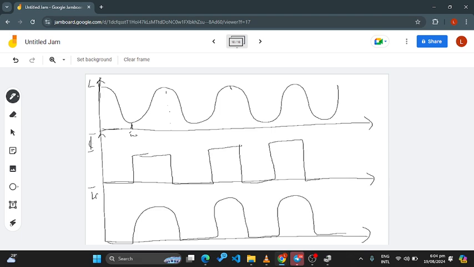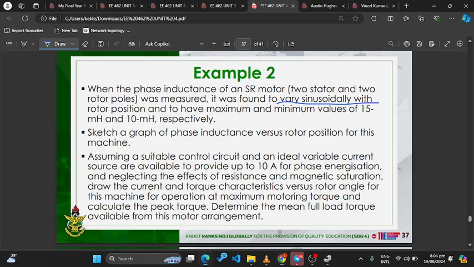Once I draw this, even if I don't answer the rest, I'll get some marks. So I've gotten to this part of the question. If I draw and I'm not able to solve, you will see that I understand the concept. It's just that I'm tired.